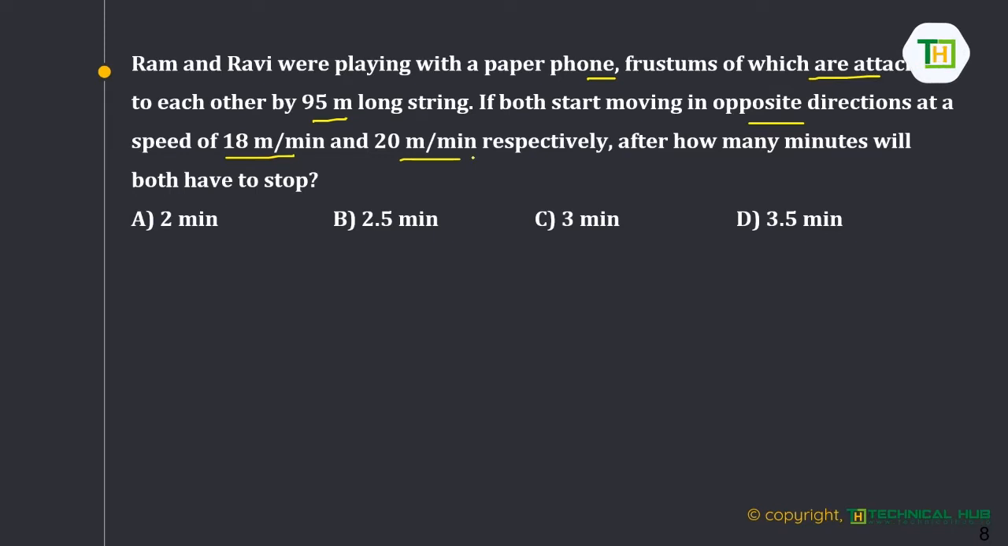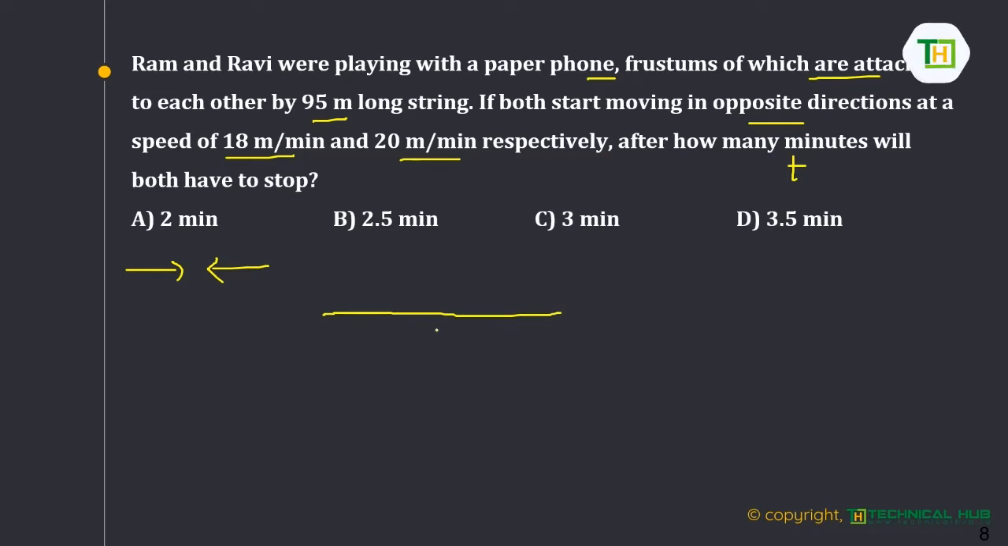So one person 18 meters per minute and second person 20 meters per minute, and they are moving in opposite direction. So after how many minutes will both have to stop? I mean, they're asking the time. So what is given here? Ram and Ravi were playing with a paper phone, the frustums of which were connected by a 95 meters long string. So the distance between the two persons is given, so 95 meters.